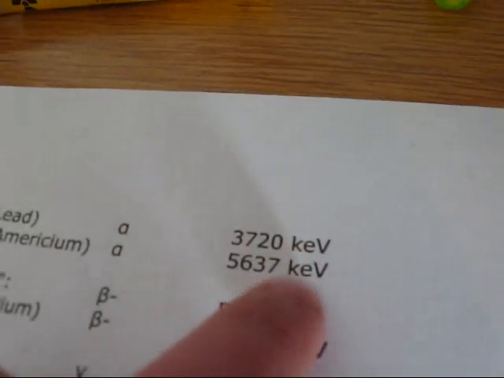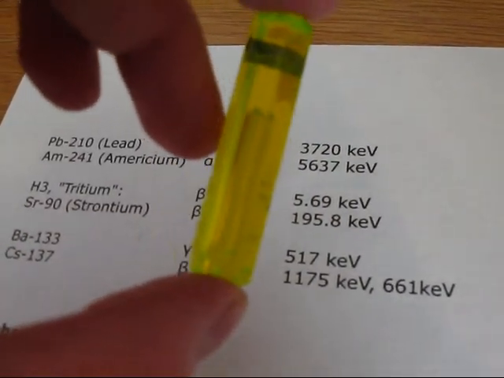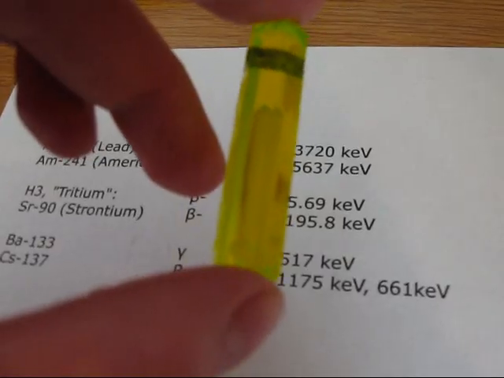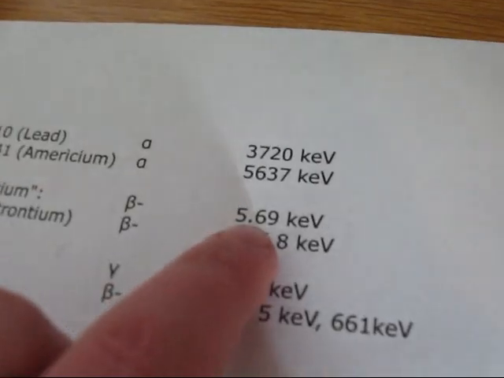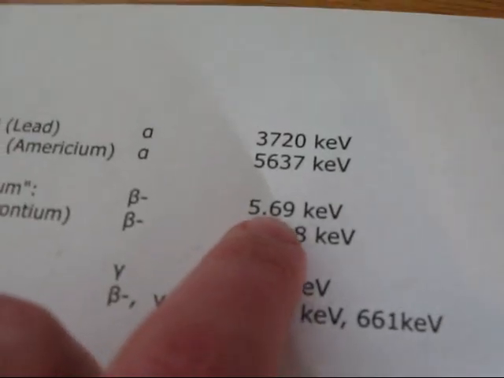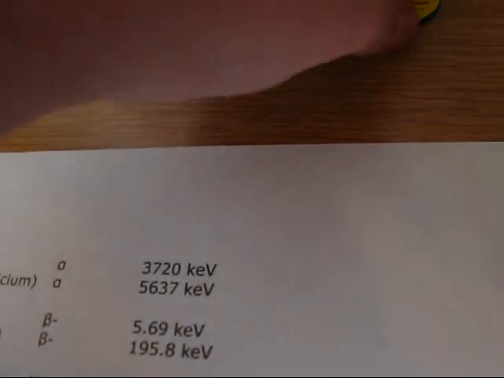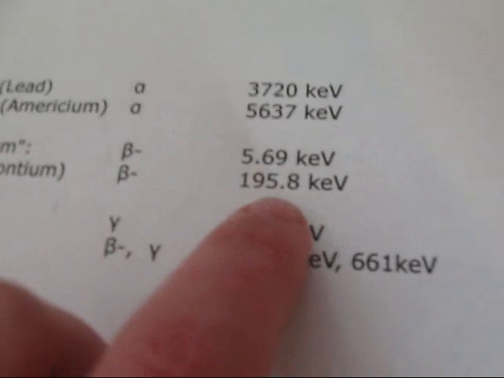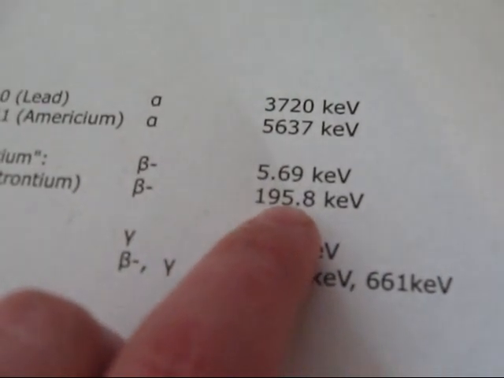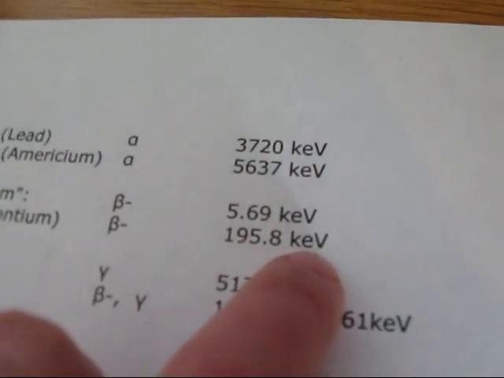We will also look at beta emitters, that is this here. This vial contains tritium, or super heavy hydrogen, H-3. It has a decay energy, the beta particle has an energy of a mere 5.69 kilo electron volts. And strontium-90, that is a beta emitter as well, a pure beta emitter, the beta particle has an energy of 195.8 kilo electron volts.